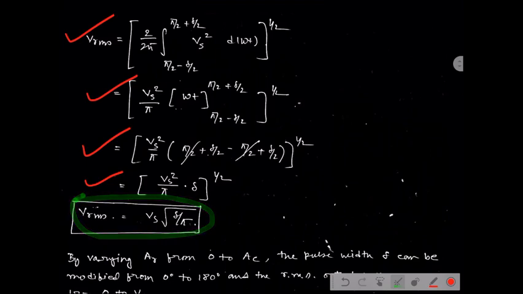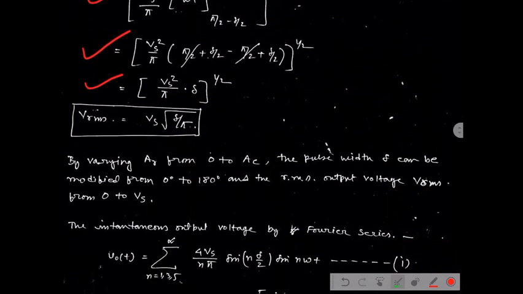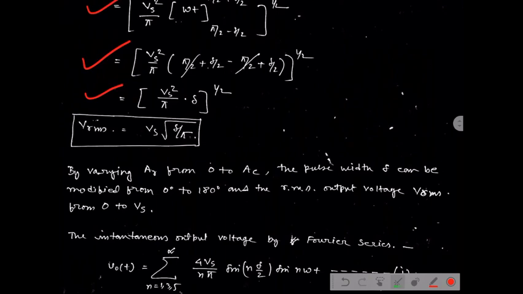Now, what I told you before: in this RMS value, by varying Ar from 0 to Ac, the pulse width delta can be modified from 0 degree to 180 degree, and the RMS output voltage VRMS is varied from 0 to Vs. So we can automatically control the output voltage, that is, regulate the output voltage using the PWM technique, just by changing the amplitude of the reference signal.